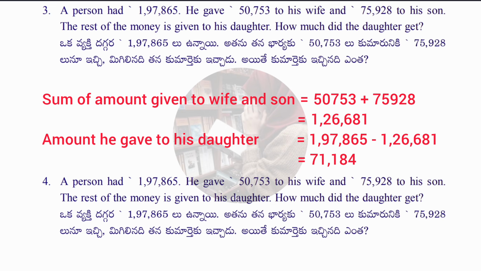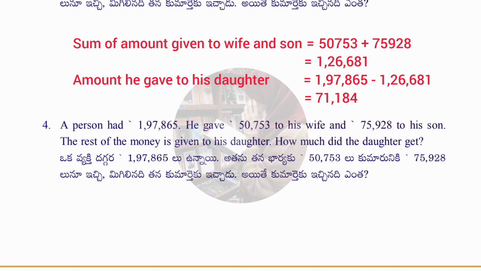So this is the amount he gave to his daughter, okay, which is 71,184. Understood, guys? I hope you understood it. Okay, now we'll move to the fourth question, which is, here also the question is same, guys. Okay, let's see. Here we have written in different form.